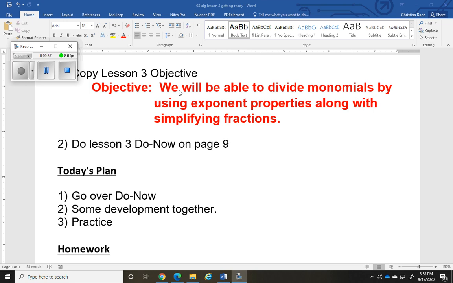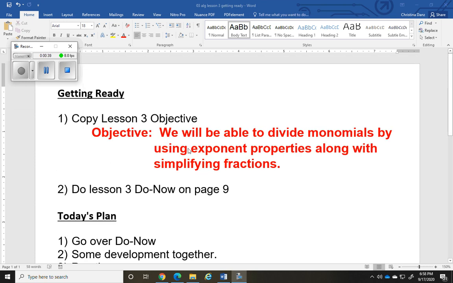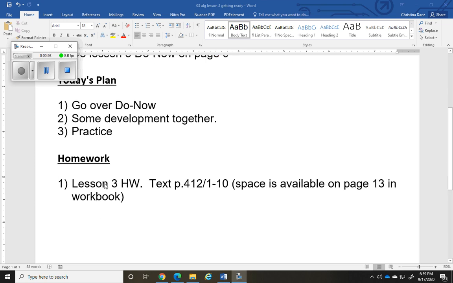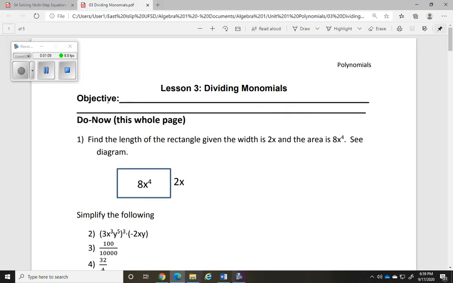I will be providing this getting ready document for you to refer back to if you want to look at it on Google Classroom. The objectives here, it tells us that we're doing a do now. It tells us our plan for the day. I want to go over the do now, some of the development together, and then you're going to practice on your own. And that your homework is from the textbook, page 412, numbers 1 through 10. And I have left space in your workbook on page 13 for you to do the work. So if you didn't write the objective down, please do so. And then do the do now without me. So why don't you hit pause?